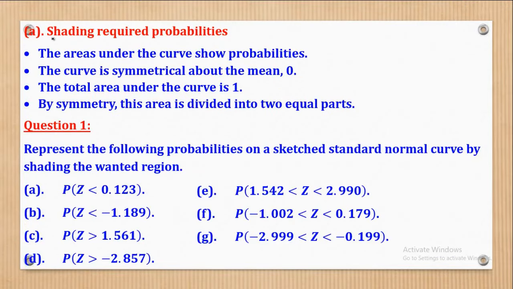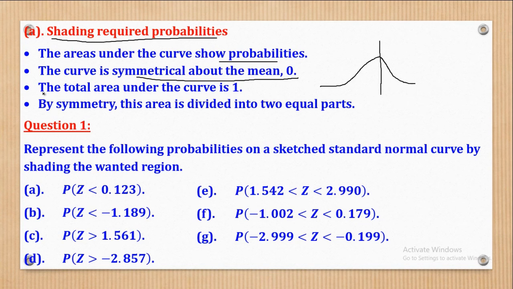Now we shall start with part A, which is shading required probabilities. So what we should know is that the areas under the curve show probability, and the curve is symmetrical about mean 0. I think you saw that, according to the shape, which was in this form, meaning that it is symmetrical. Then another point to note is that the total area under the curve is 1. So this is very vital, because by symmetry it divides this curve into 2, meaning that this part will have a probability of 0.5 and this one also has a probability of 0.5, but we shall see that in detail when we go to the next part, where you have to get individual probabilities. So by symmetry, this area is divided into 2 equal parts. That is what we need to know at this point.